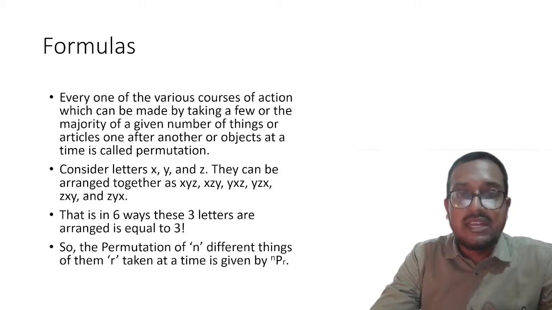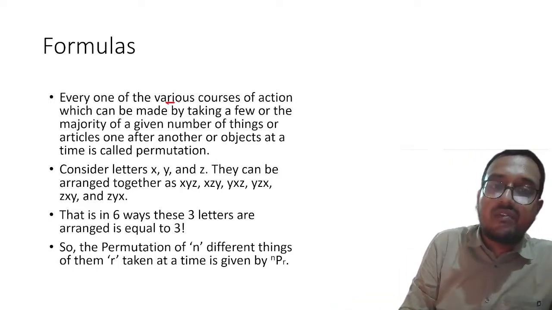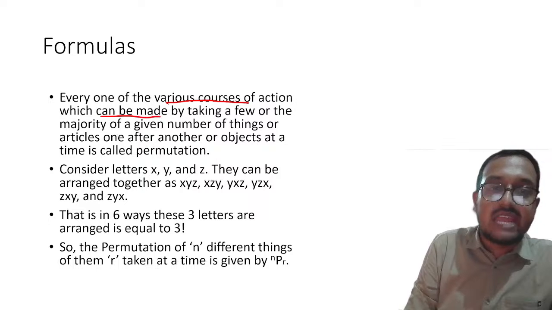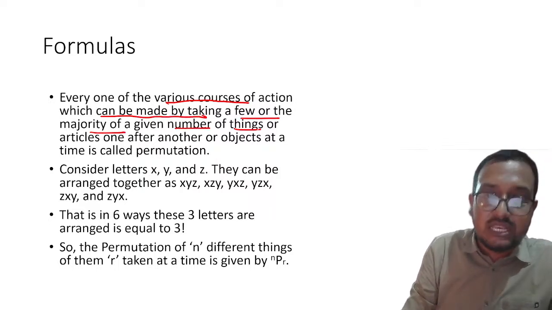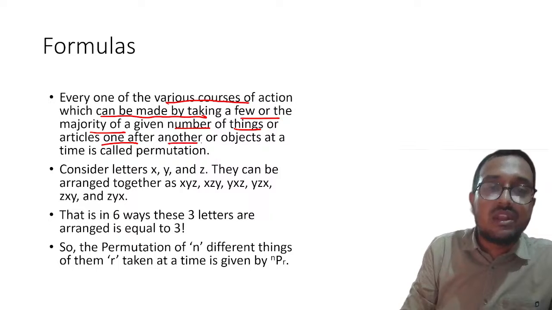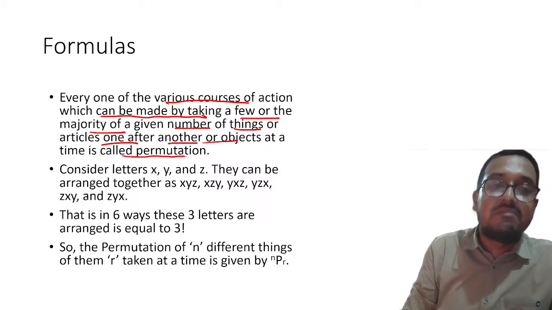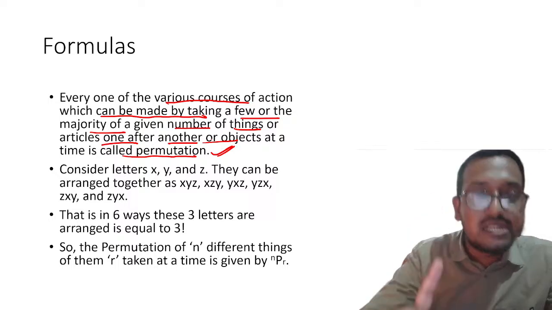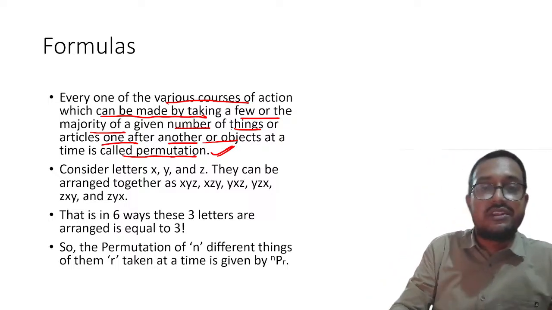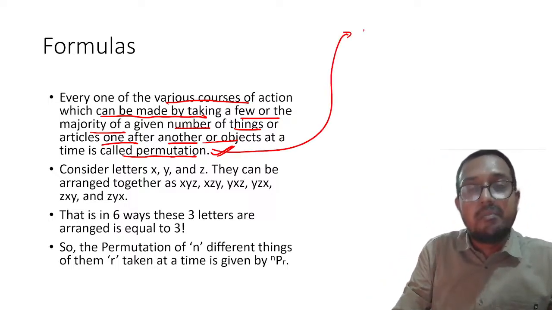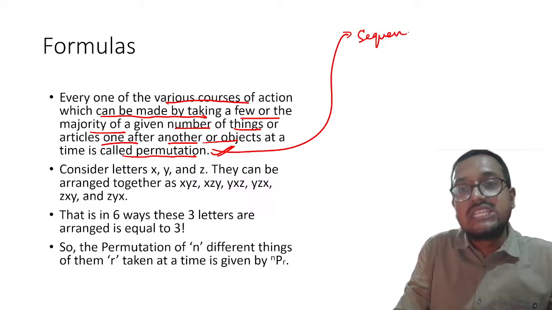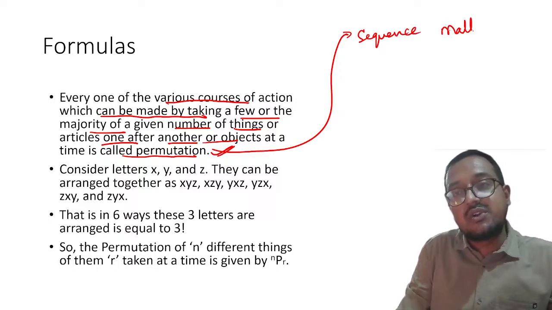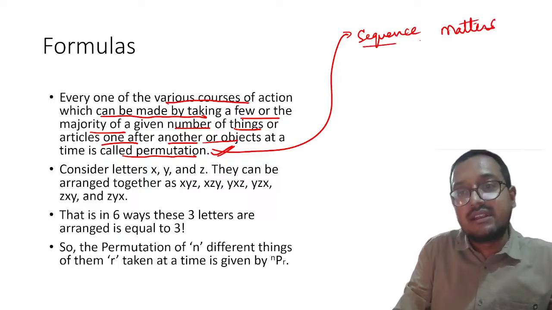Okay. Now my dear students, please listen very carefully. Every one of the variable courses of action which can be made by taking few or all of a given number of things or articles one after another at a time is called permutation. My dear students, please remember, in permutation, sequence matters. Sequence matters. Understood? Is it clear?